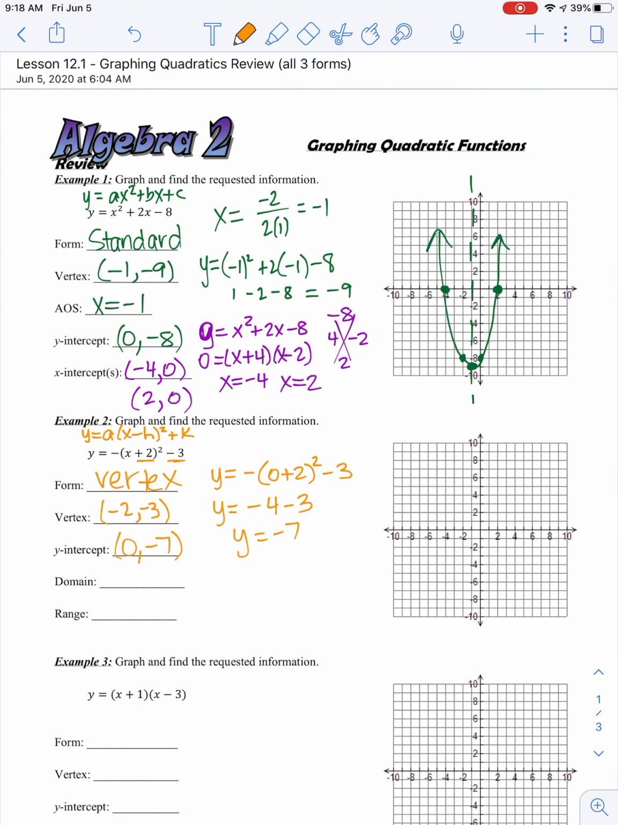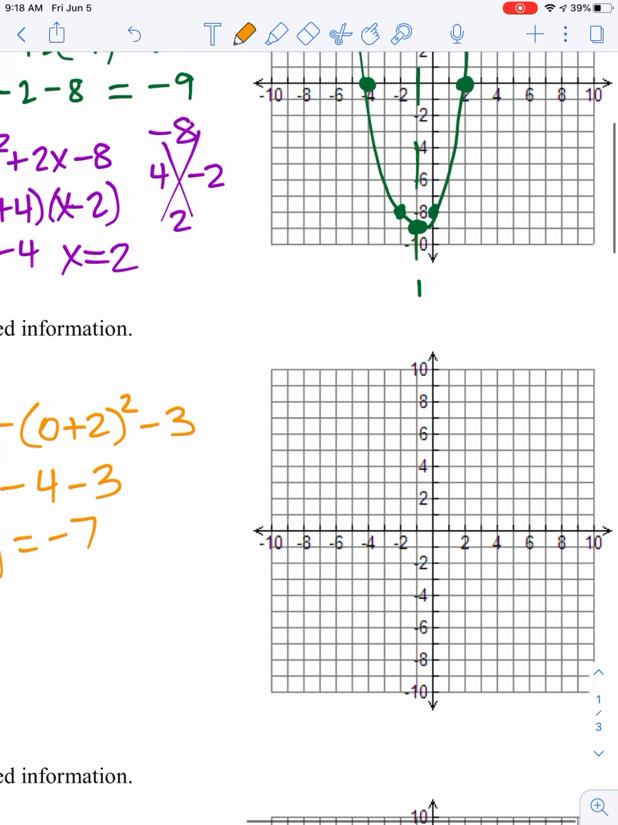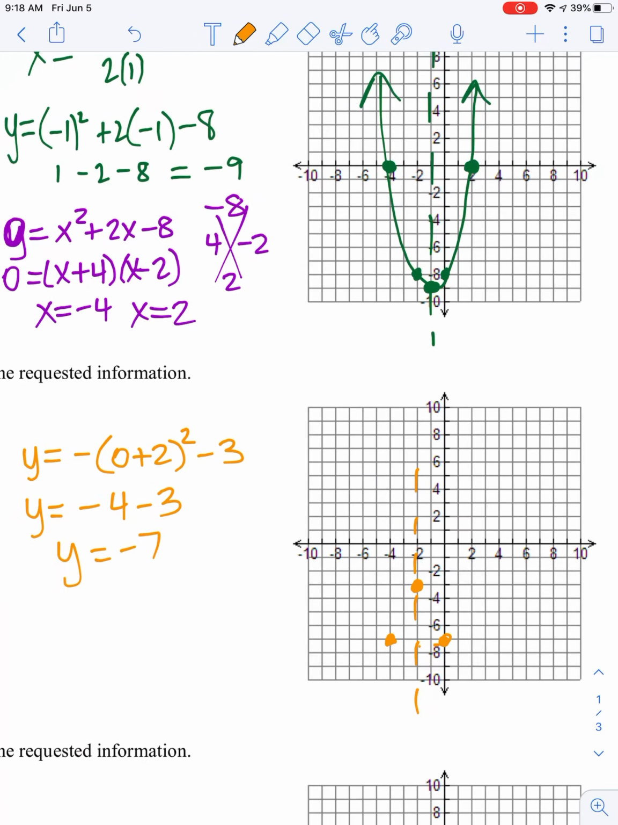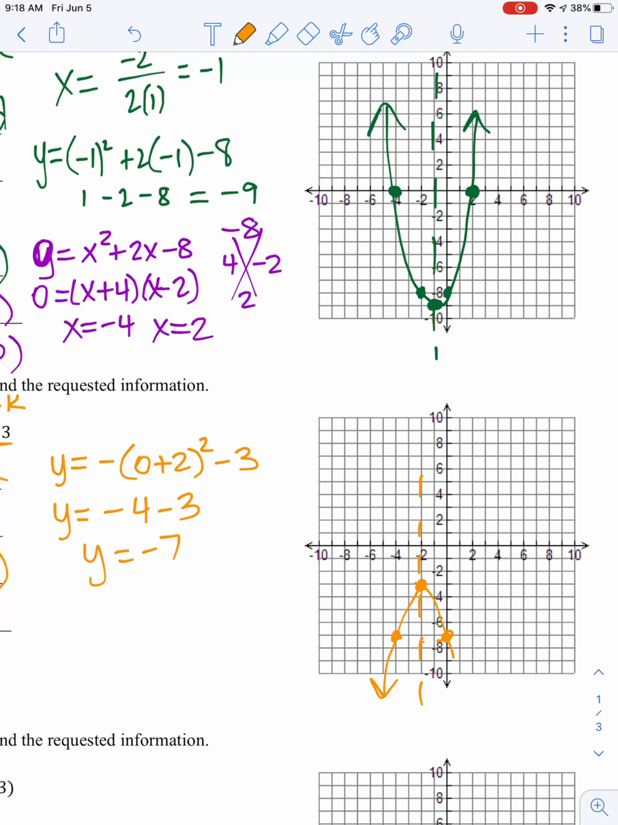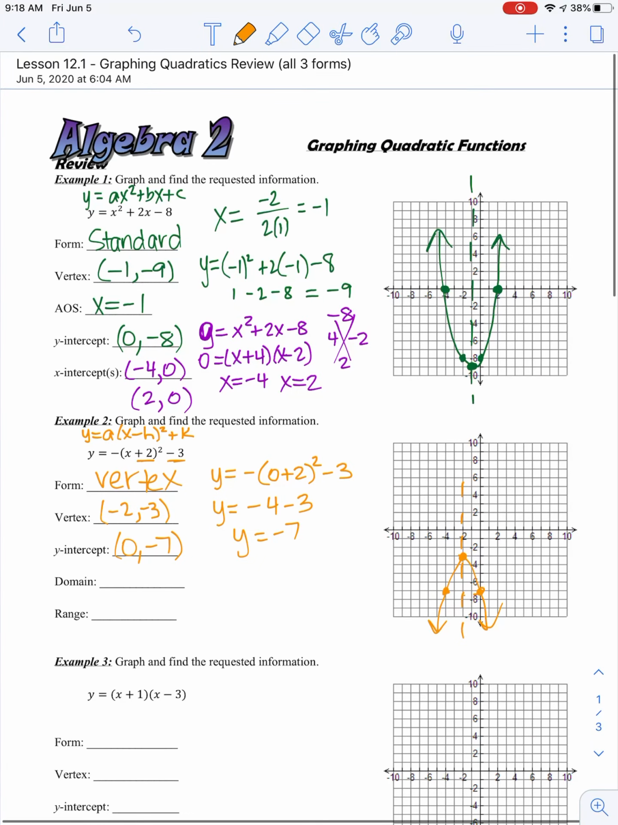Now I'll go ahead and graph the vertex, negative 2, negative 3. Graph the y-intercept at negative 7. If I reflect that over the axis of symmetry, it's 2 away, so I go 2 away on the other side to negative 4, negative 7, and connect. There's the graph of this parabola opening downward. So our domain is all real numbers, negative infinity to positive infinity, and the range starts at negative infinity and goes up to negative 3. And this would be a bracket. So that is example 2.